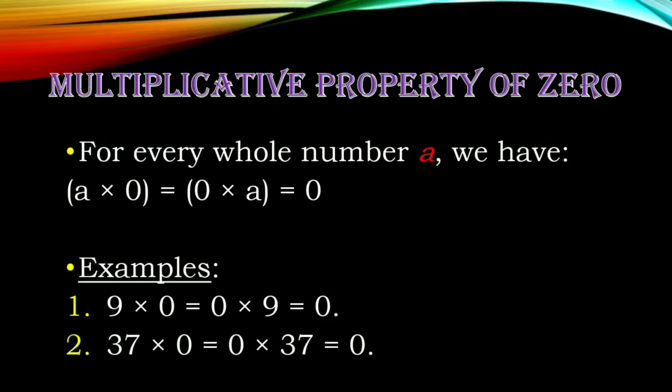So, for every whole number, we have a into 0 is equal to 0 into a is equal to 0. So, whether we multiply the whole number by 0 or we multiply 0 by the whole number, the product will be 0. This is the multiplicative property of 0.